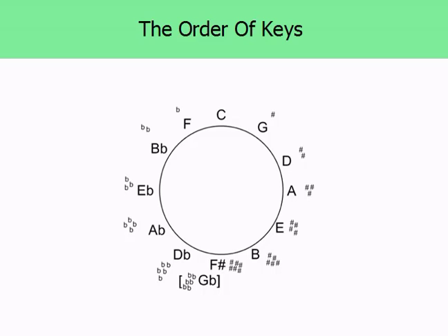Here's the actual order where each key develops more flats or sharps as they go around the cycle. Notice now G flat and F sharp. Remember that G flat is the same note as F sharp, so therefore you could say it's the same key, but one is spelled out with flats and the other is spelled out with sharps. B has 5 sharps, E has 4 sharps, etc.